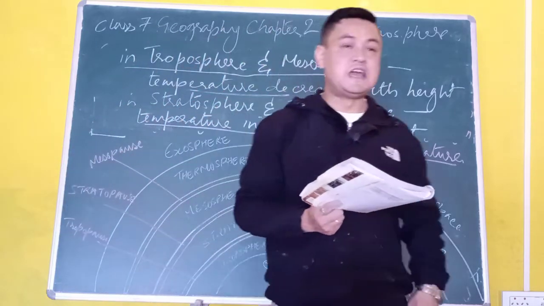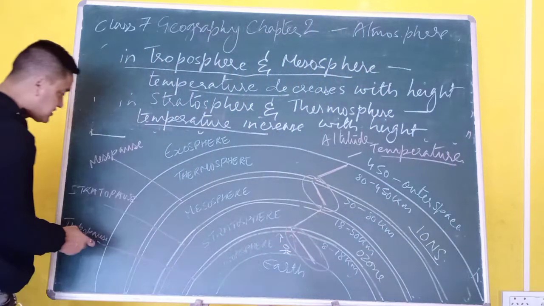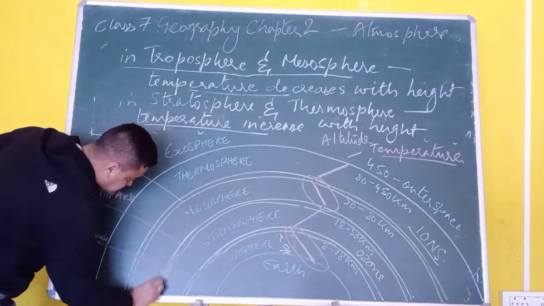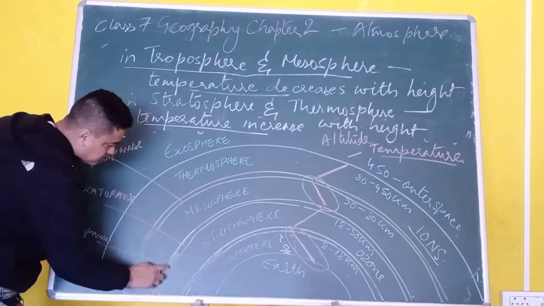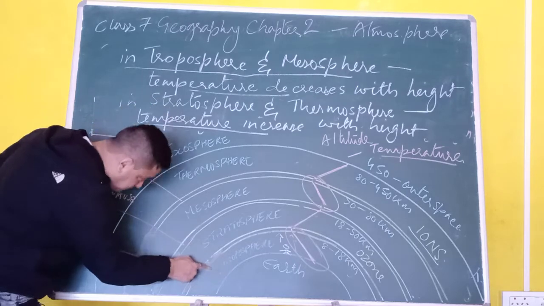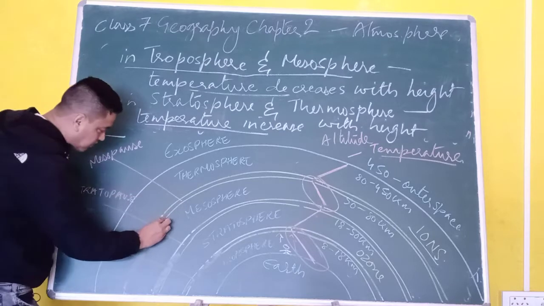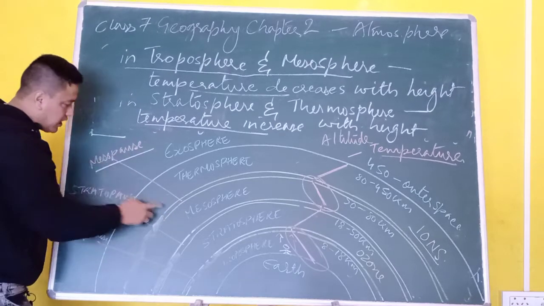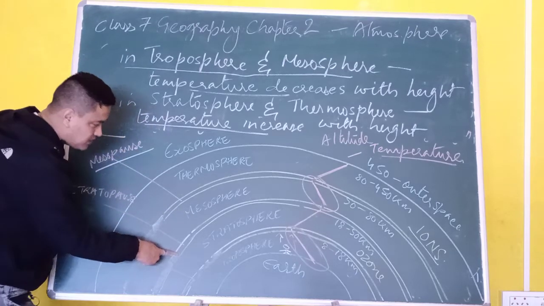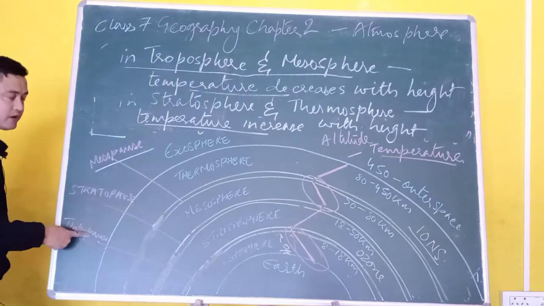But temperature also remains constant in some of the layers. Now, I have marked this line here. Can you see these lines on the blackboard? You can see there are three lines. These are the uppermost limits of the troposphere, the stratosphere and the mesosphere, and they are called by different names. The uppermost limit of the mesosphere is known as the mesopause. The uppermost limit of the stratosphere is known as the stratopause. And the uppermost limit of the troposphere is known as the tropopause.